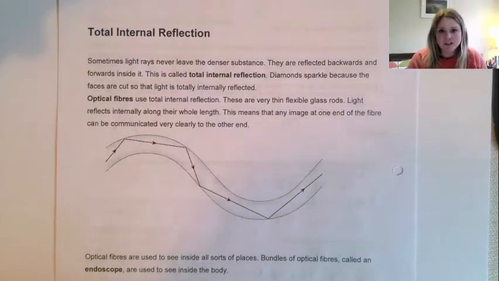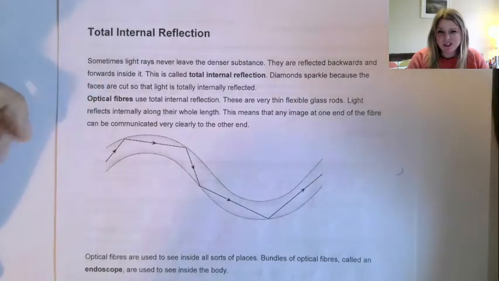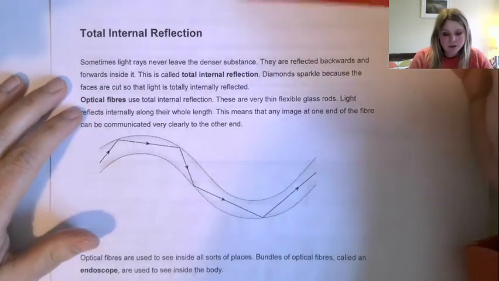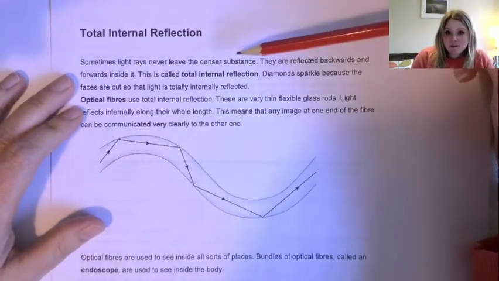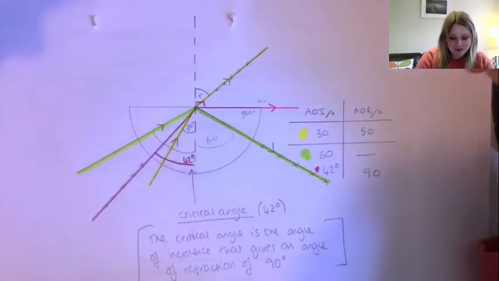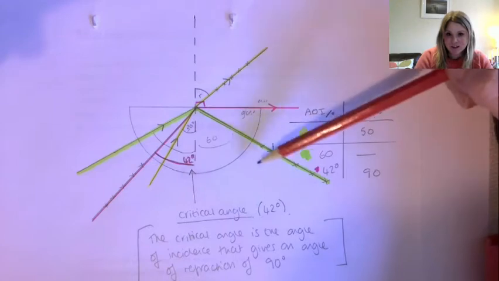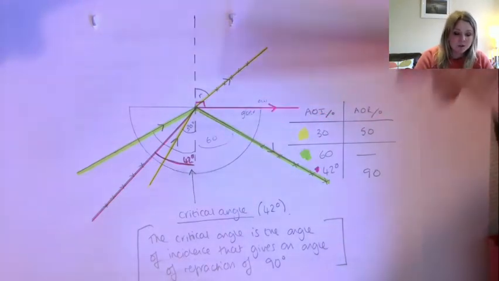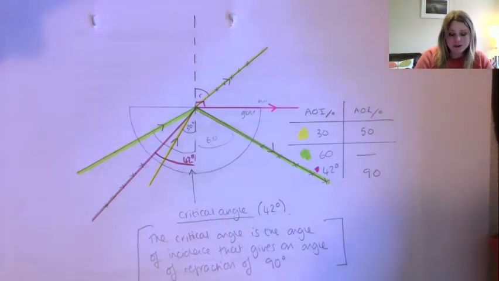And then there's some questions to answer. So I'm just going to read through these notes and then add in little bits as we go. Sometimes light rays never leave the denser substance. So I'm just going to keep referring back to this diagram here, okay? So that would be like this green line. Whenever the angle of incidence was greater than the critical angle, then the light doesn't leave.